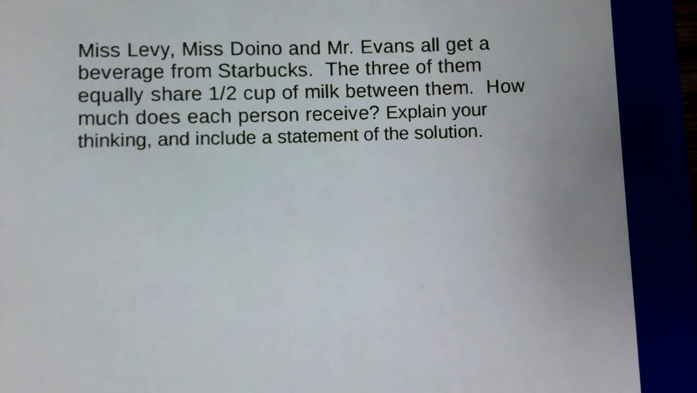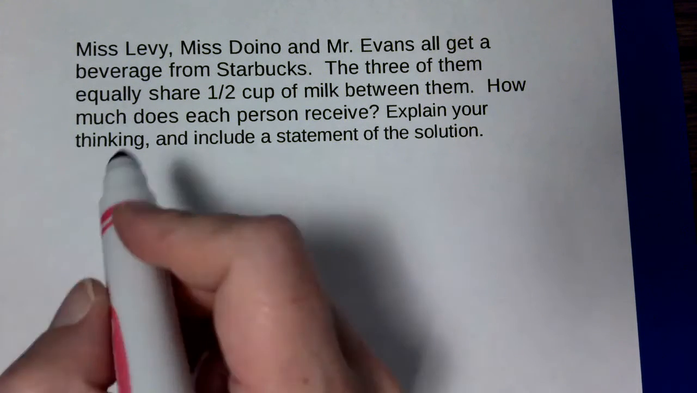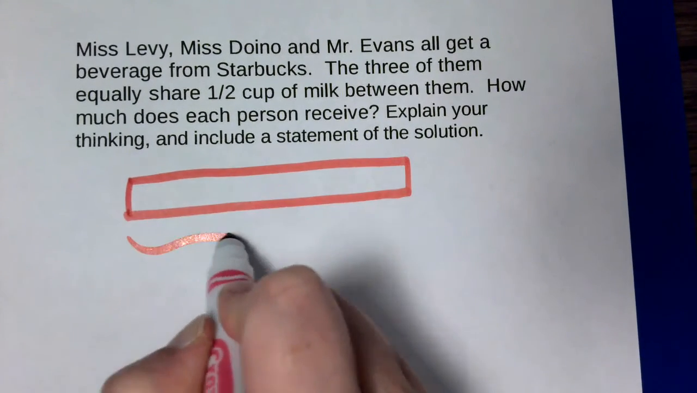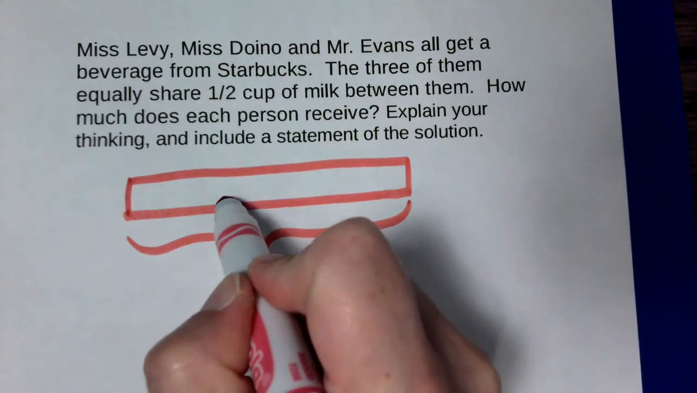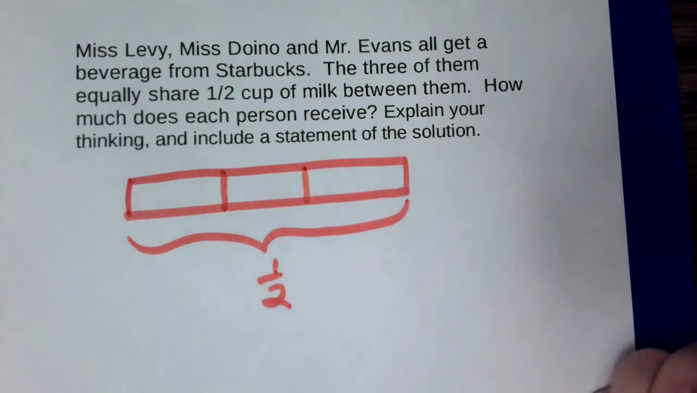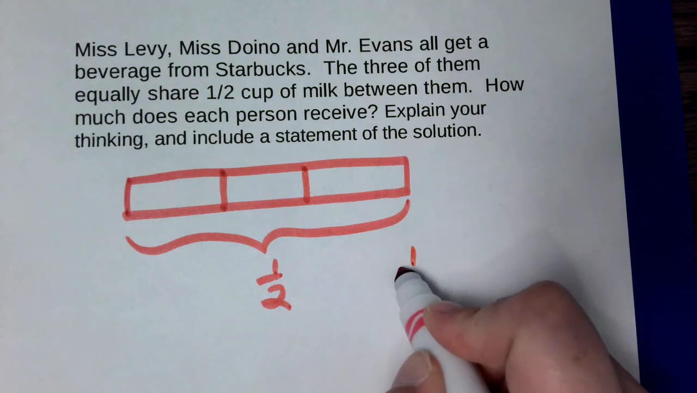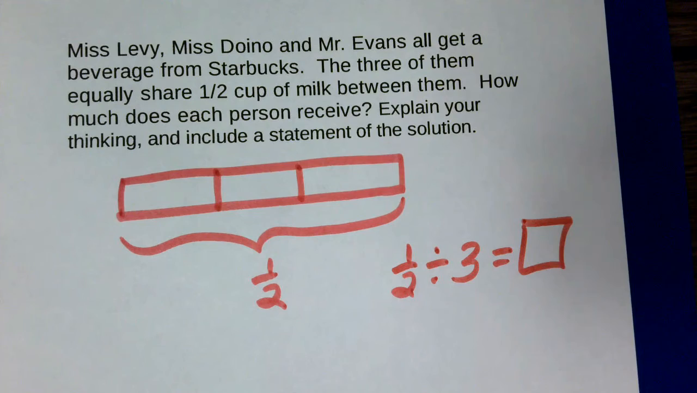Okay, here we have my question for Miss Levy, Miss Duino, and Mr. Evans, all getting beverages from Starbucks. The 3 of them equally share 1/2 cup of milk between them. How much does each person receive? So in this case, we have 1/2 cup of milk. This whole thing is going to be worth 1/2, and we're going to be dividing that up between 3 people. If I was going to write this out in a number sentence, I would have 1/2 divided by 3 equal to whatever number I'm finding, okay?